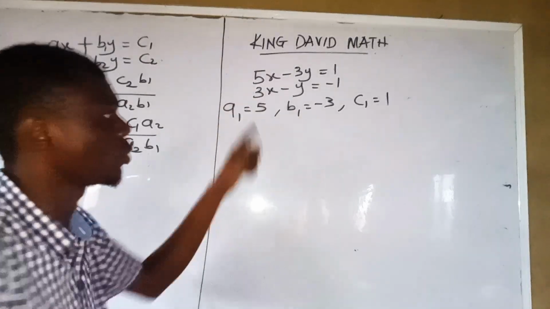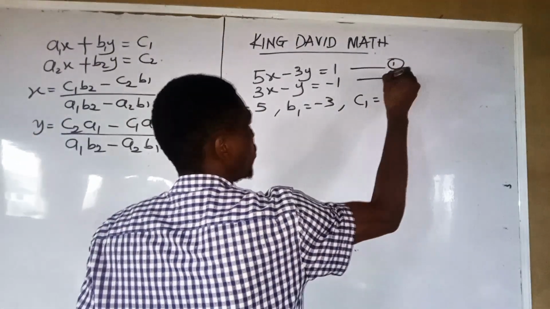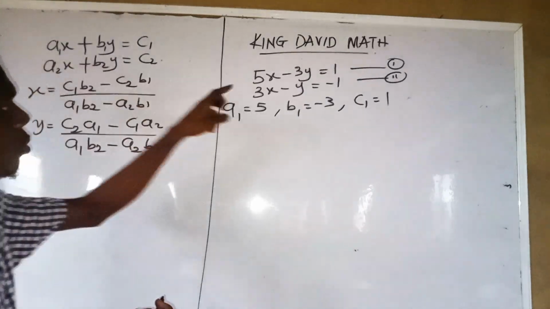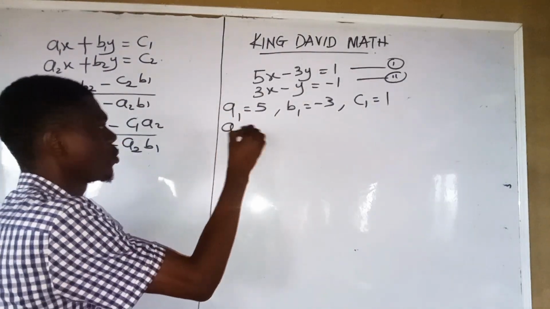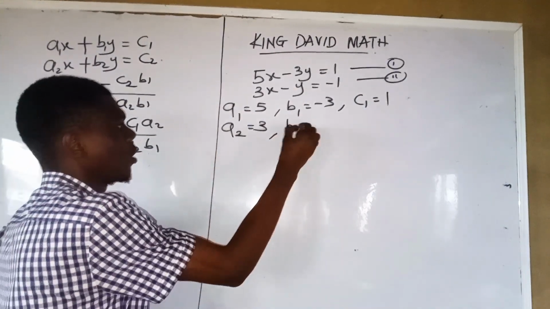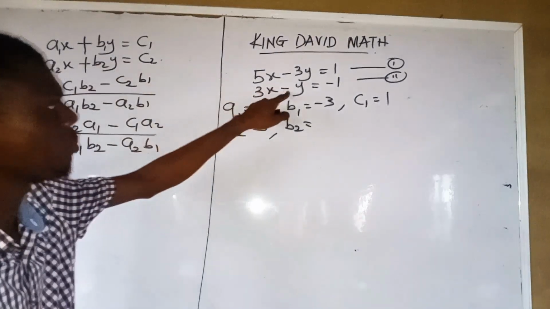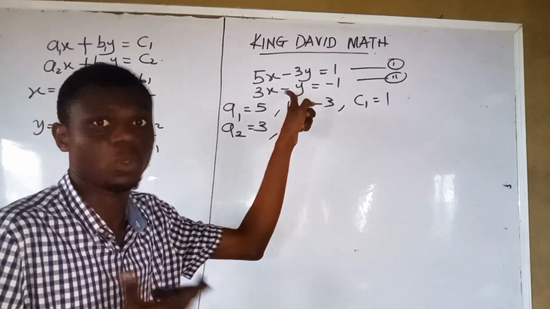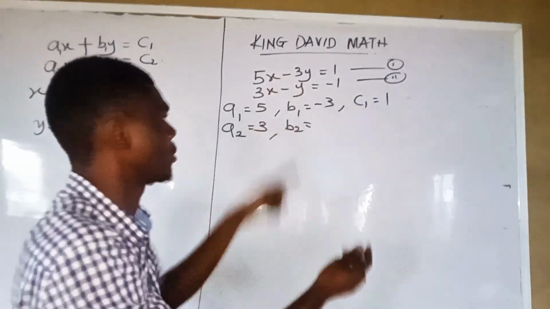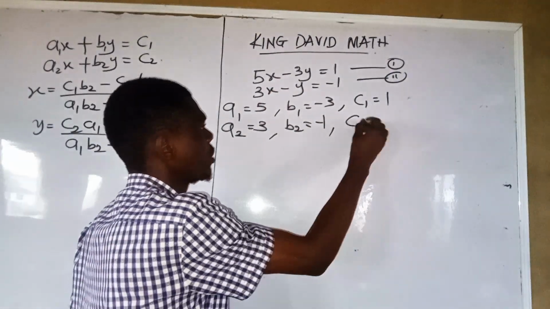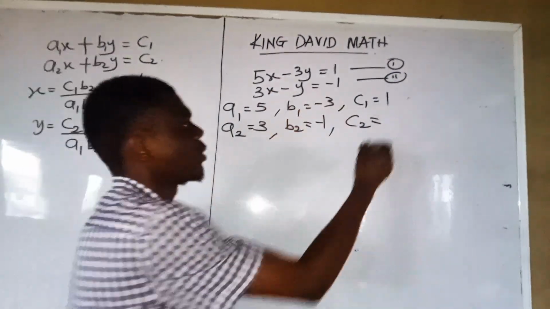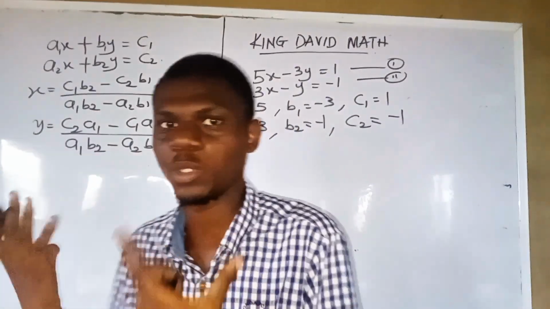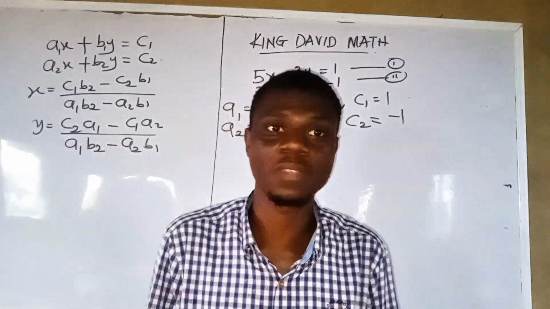This is equation 1 and equation 2. Now for the second equation, I have A2 equals 3. Our B2 equals minus 1. Remember, the coefficient of y here is minus 1 because minus 1 is obviously multiplying it. And then our C2 equals minus 1.